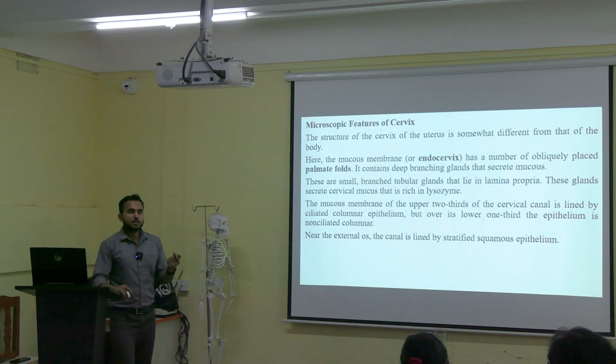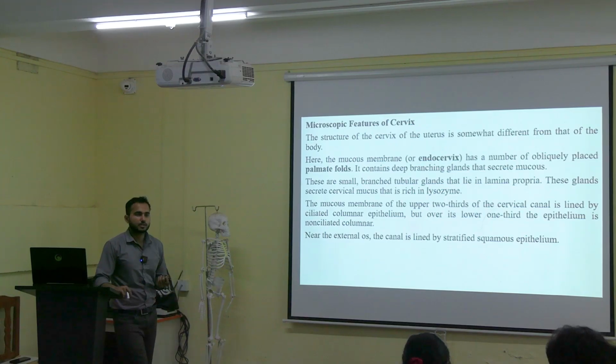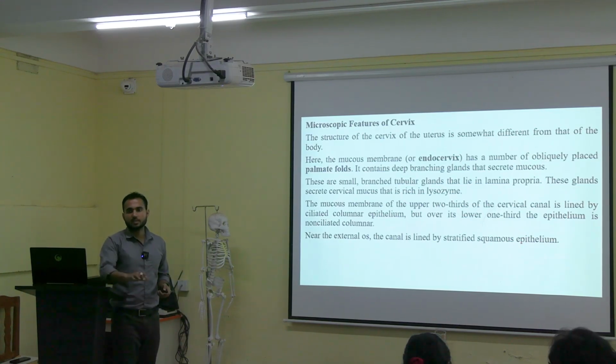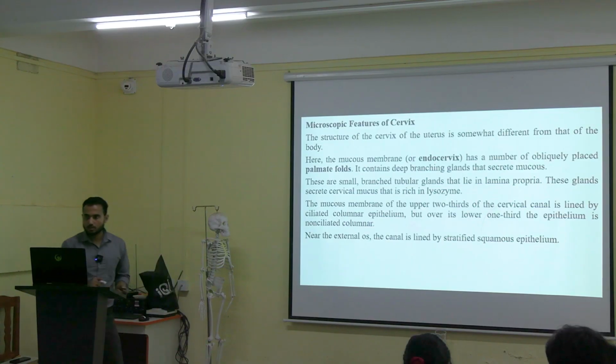So you know that cervix is in the form of canal, extending from internal os to the external os. Near the internal os, or upper 2/3, it is lined by ciliated columnar. Next, it is non-ciliated columnar, and near the external os, beyond that, it is lined by stratified squamous non-keratinized epithelium. And the same epithelium is continuing in case of vagina also.